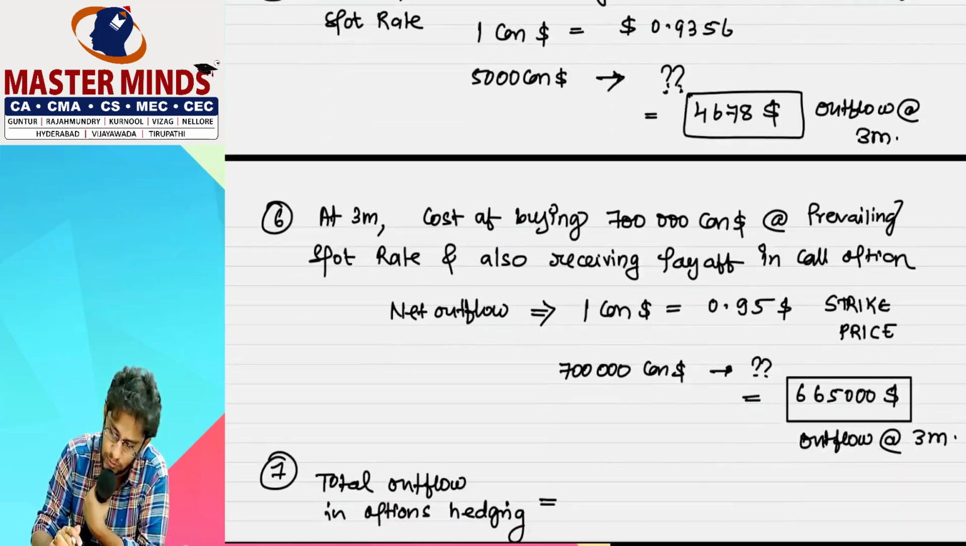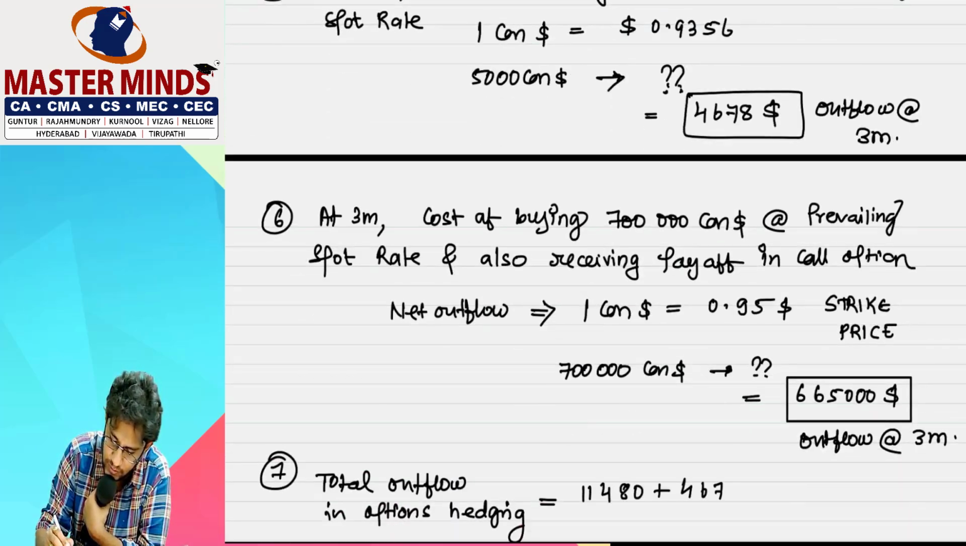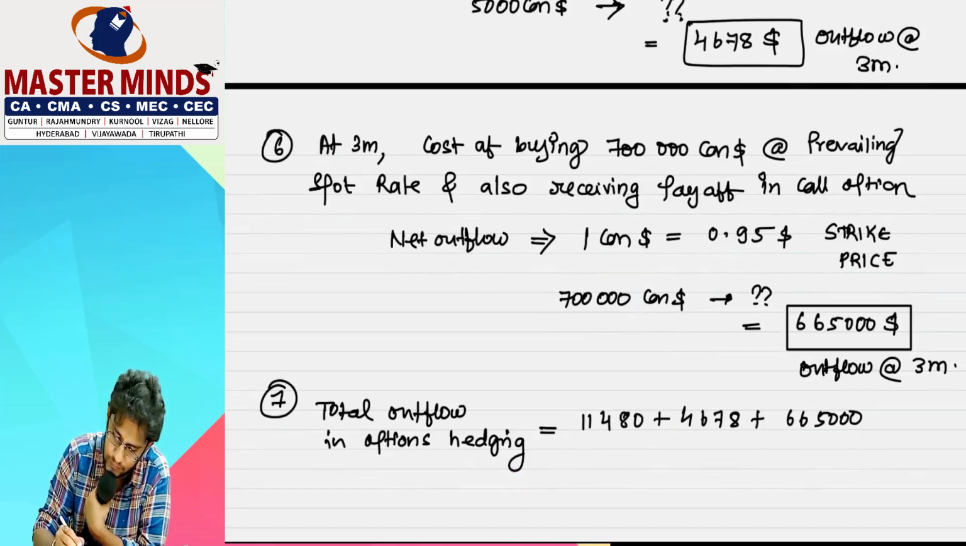Add all the three numbers. 11,480. 4678. 665,000. 6 lakh.